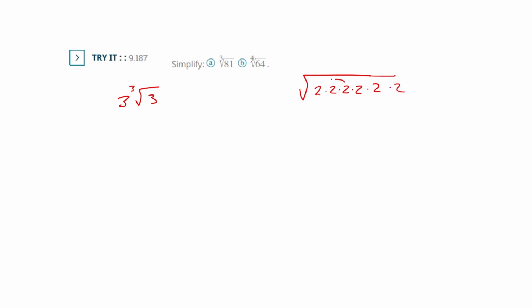Okay, so I need groups of 4. Got to put your index, that's a big deal. I can bring out 1 2, and I've got 4 left over. Remember, you put them back together, multiply them back together. Oh boy, numbers just keep getting bigger here, but I'll do them.